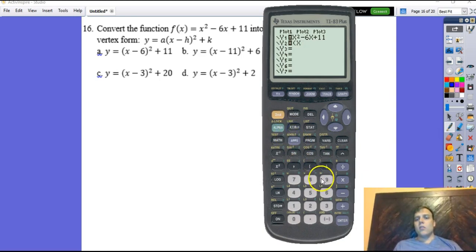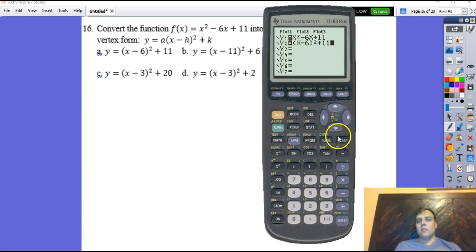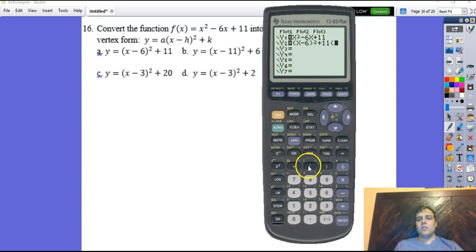So x minus 6 squared plus 11. Okay, and I'm going to plug them all in at once because to me I just think that's faster.